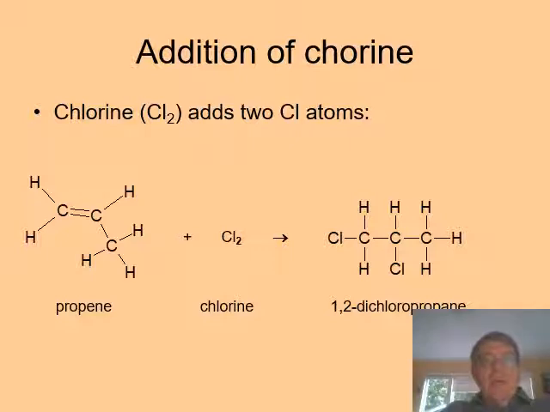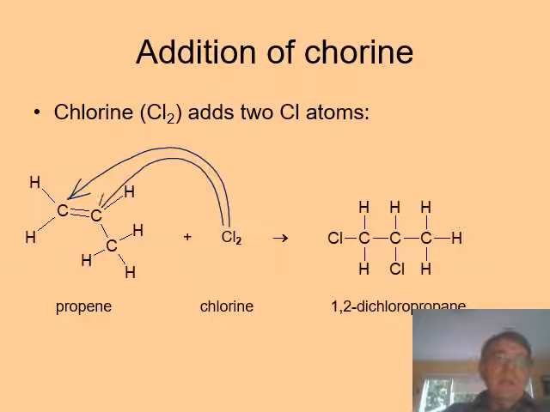Let's try another one. This time it's propene, which has 3 carbons in its chain. Again, 1 C=C double bond. So one chlorine gets added to one carbon of the double bond, and the other chlorine gets added to the other carbon of the double bond, and the double bond becomes a single bond.